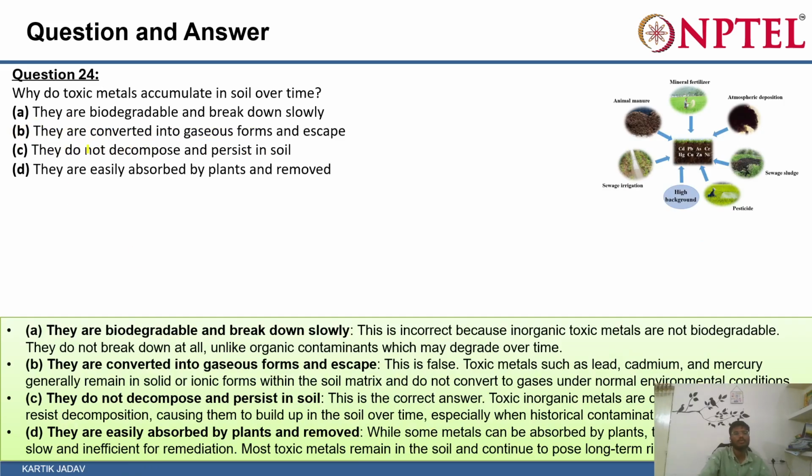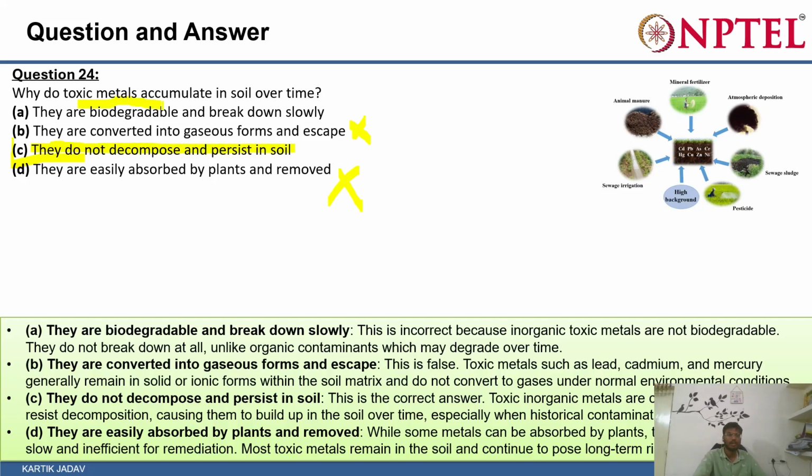Question number 24. Why do toxic metals accumulate in the soil over time? Is it because they are biodegradable and break down slowly? Or they are converted into gaseous form and escape? No. They do not decompose and persist in nature. Yes, right, that's why they accumulate over time. They are easily absorbed by plant nutrients? This is also incorrect. And from options A and B, the correct answer is option C.